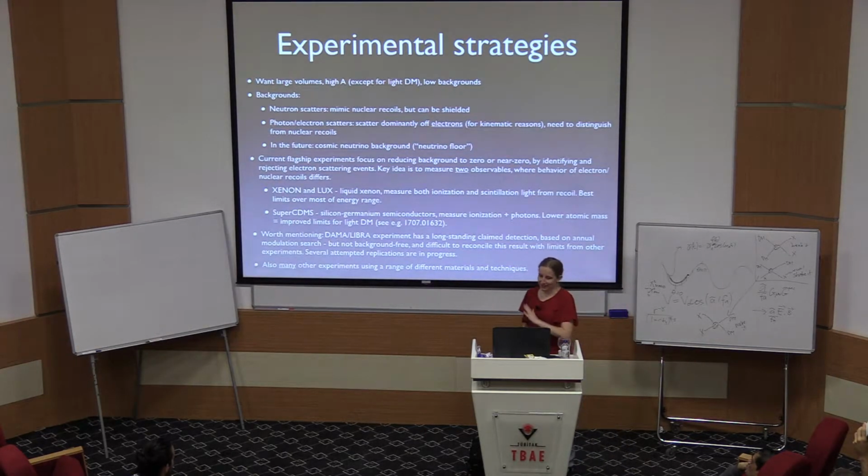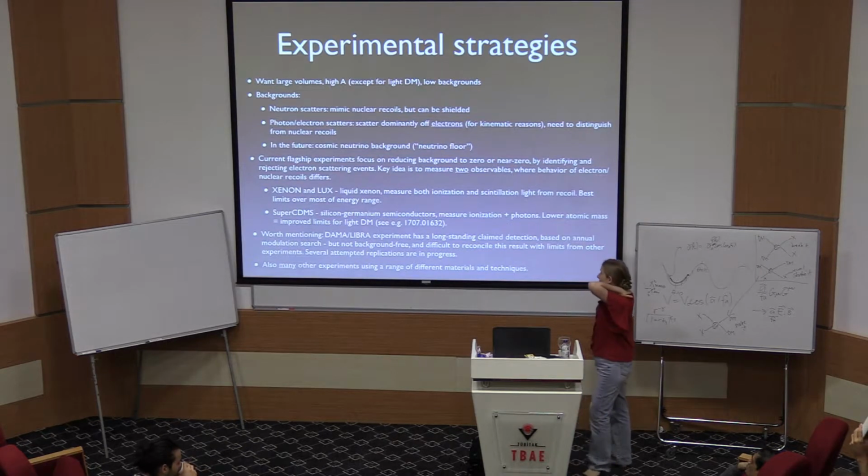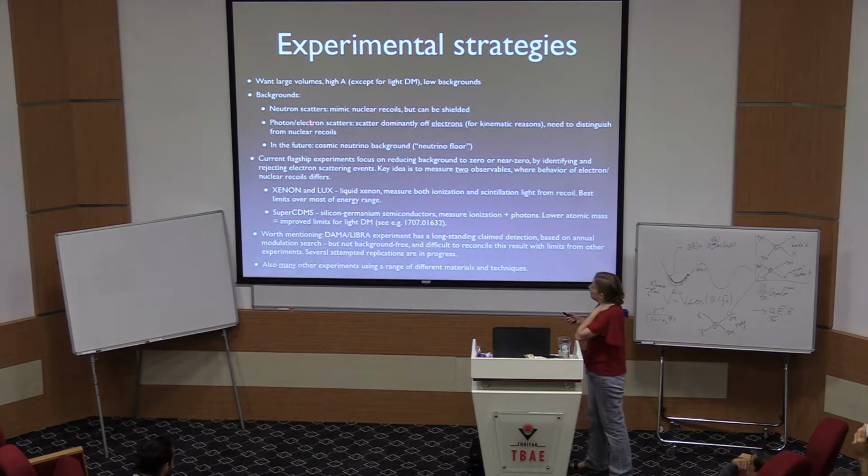Okay, I'm just going to summarize it briefly. In general, for these experiments, you want big volumes. You want high A, except that this makes it harder to see light dark matter. If you have a heavier target, then you start to get penalized on recoil energy. You want low backgrounds. The current big flagship experiments are liquid xenon based.